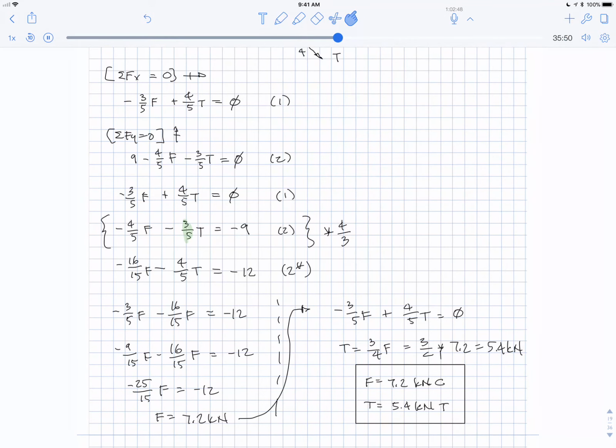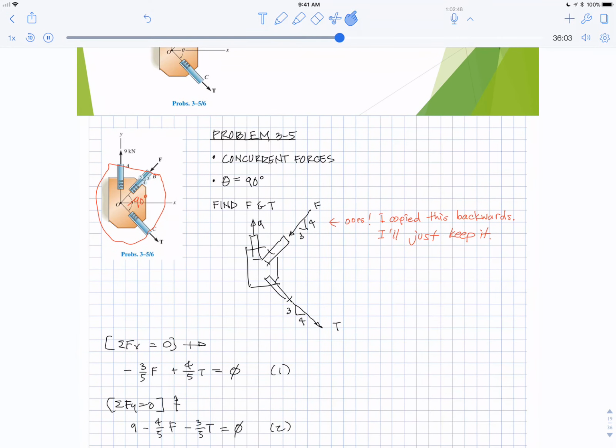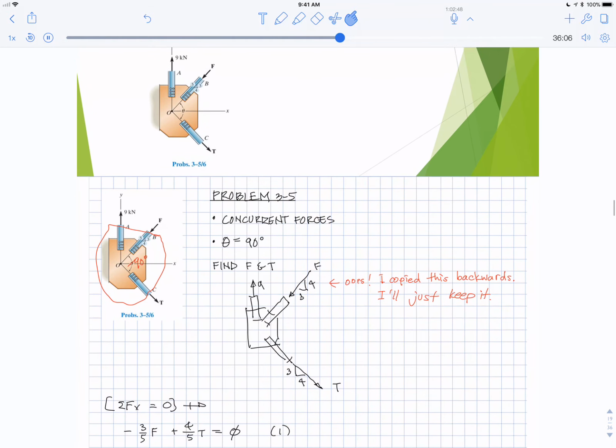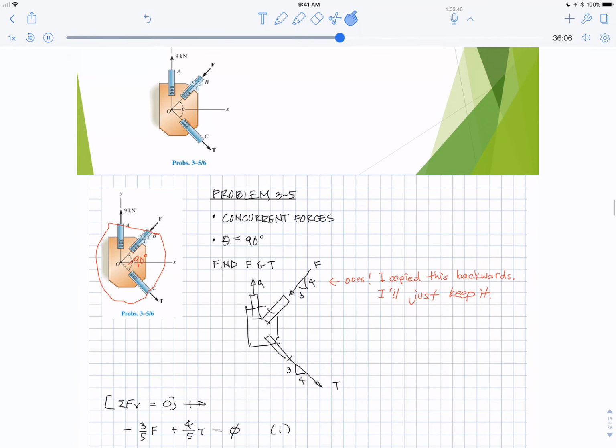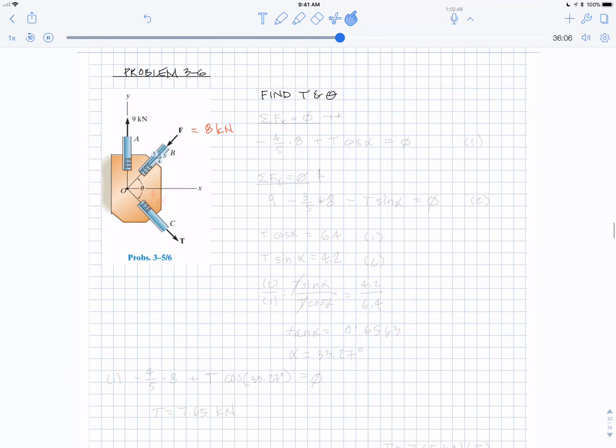F is 7.2 kilonewtons in compression, and T is 5 kilonewtons in tension. And what I mean by that, if you look at this picture here, you can see that F is pushing into the joint, so it's compressing the joint, and T is pulling away from the joint, or it's in tension from the joint. This is problem 3.6, same picture as 3.5.